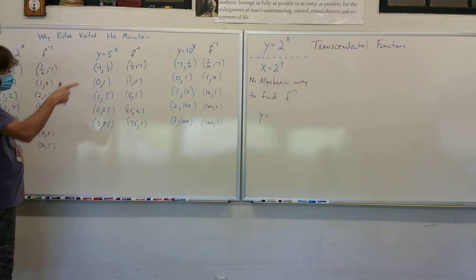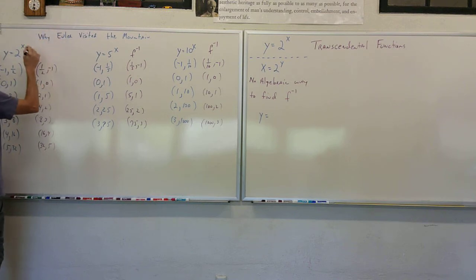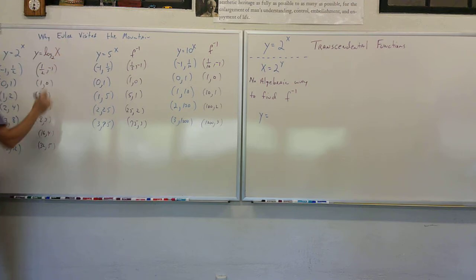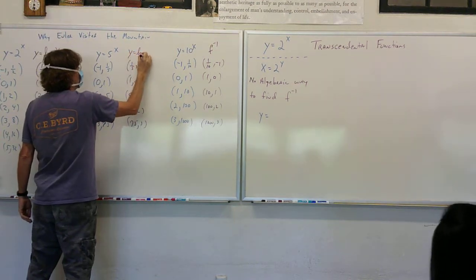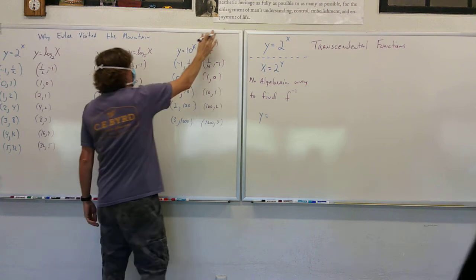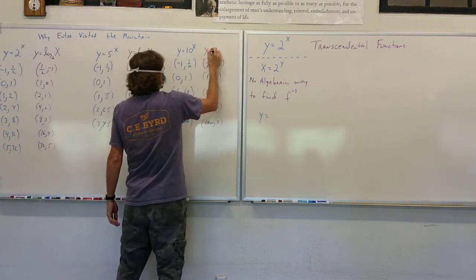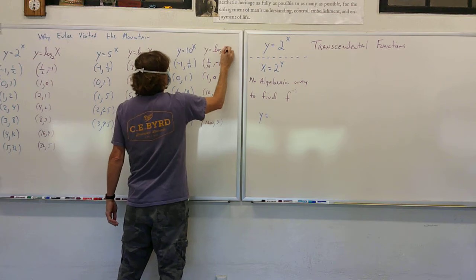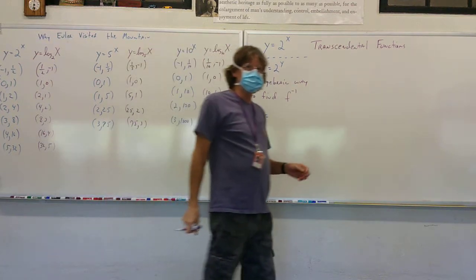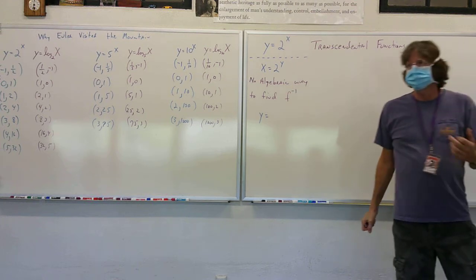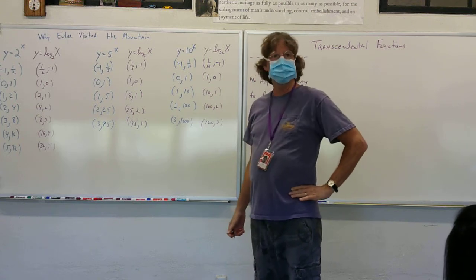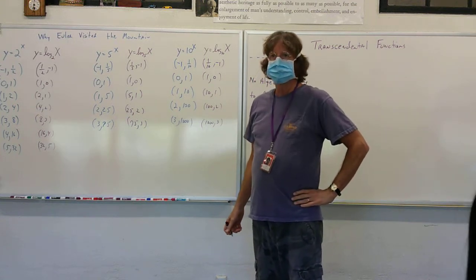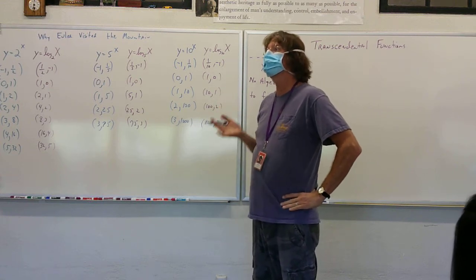So what happens is this one we call y equals log base 2 of x. This one we call y equals log base 5 of x. And then this one we call y equals log base 10 of x. And those are transcendental functions that we know make the inverse happen. Can we really do it with algebra? No. Somebody says, well, did you just make them up? No.